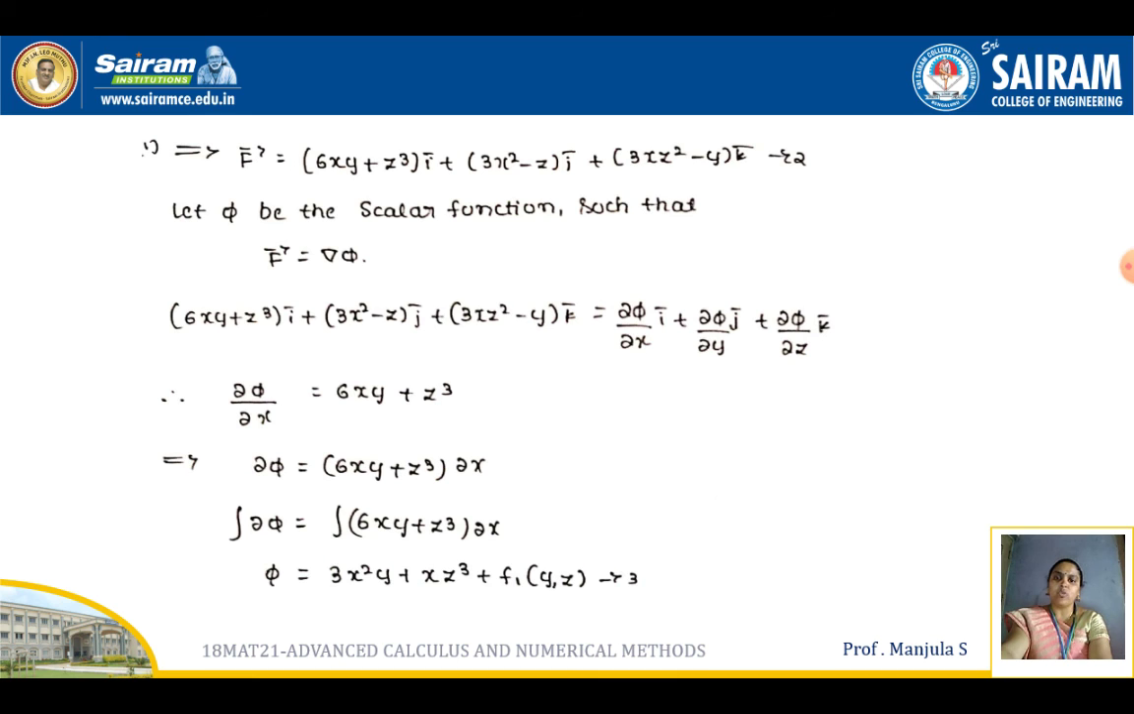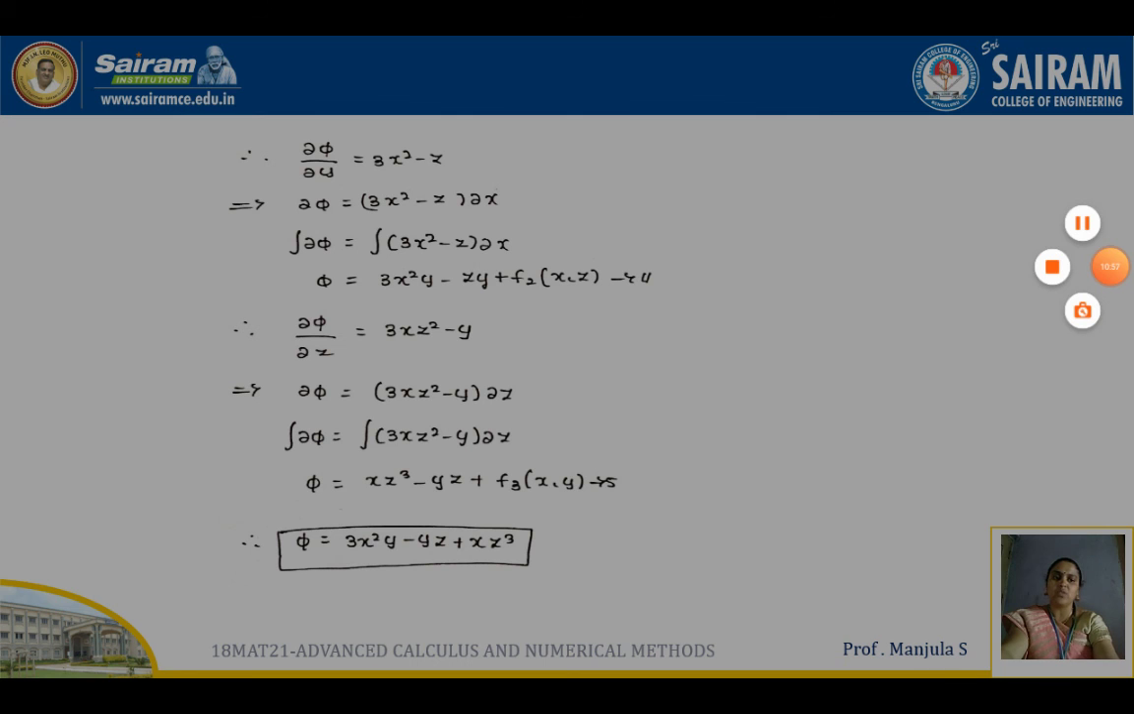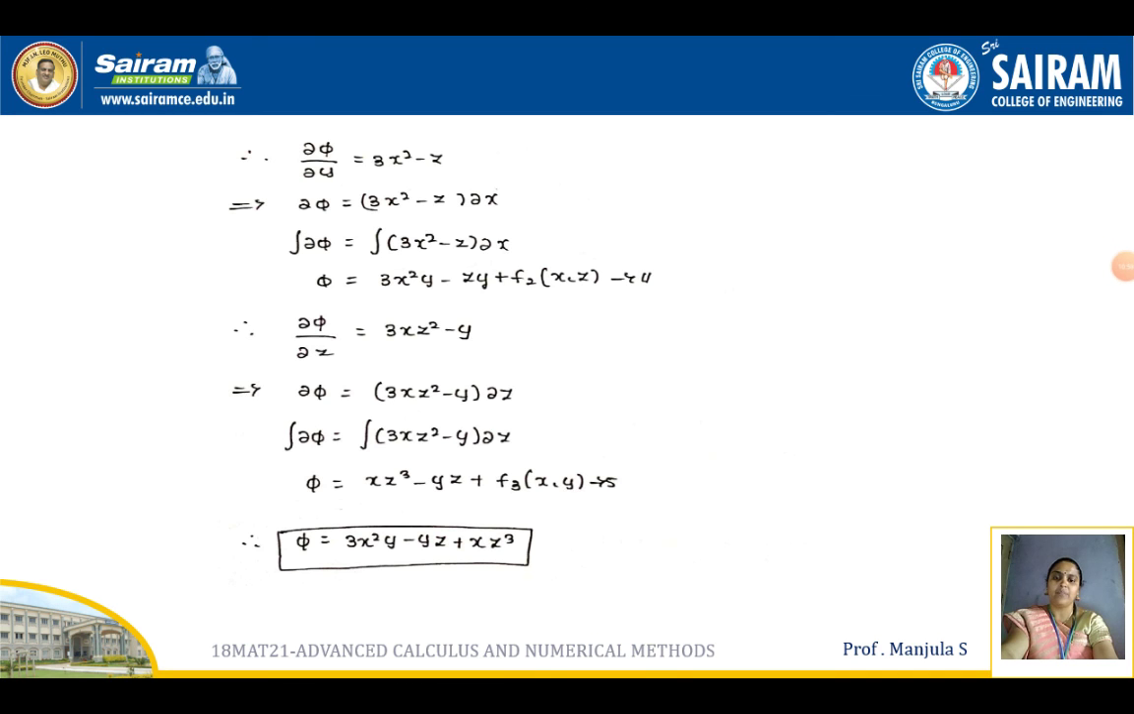So the obtained vector f, you substitute it here, and then the basic definition of grad phi we have to write. Now on equating these two, we get ∂phi/∂x, ∂phi/∂y, ∂phi/∂z values. You integrate with respect to x, y, z, and we get three values of phi here. All three values of phi you club and write, that is phi equals 3x square y minus yz plus x into z cube. So this is our required scalar function. Thank you.